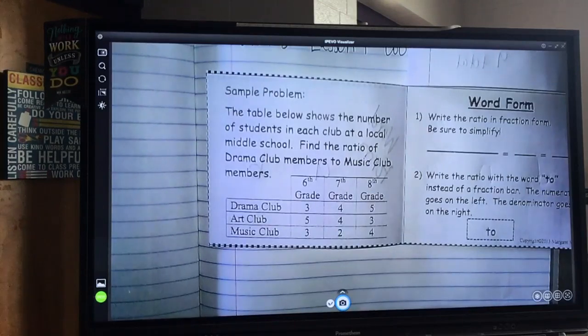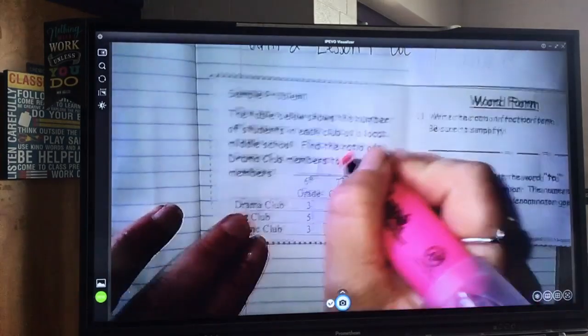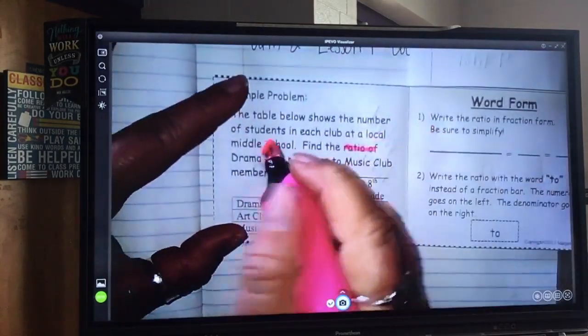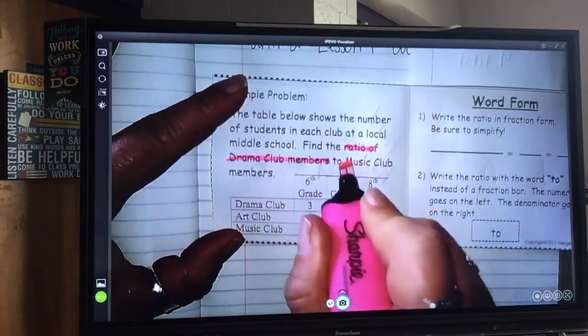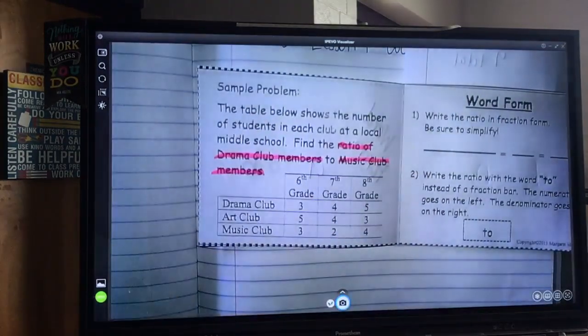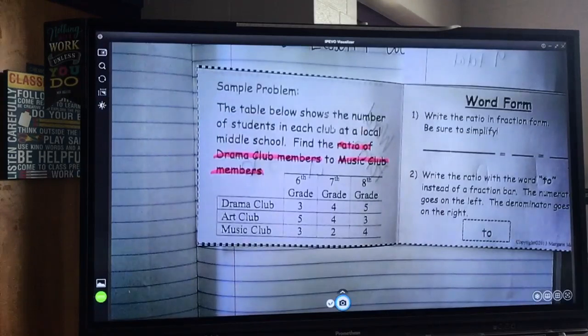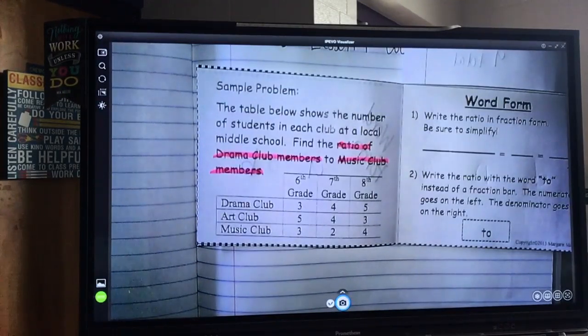All right, so what's important here? Ratio, drama club members to music club. Why is nothing else in this information important to us? Because it's just saying that the table below shows what we need to look at, so we don't really need to highlight that since it's telling us to look at the graph. Okay. Because it's not important. Pretty much.